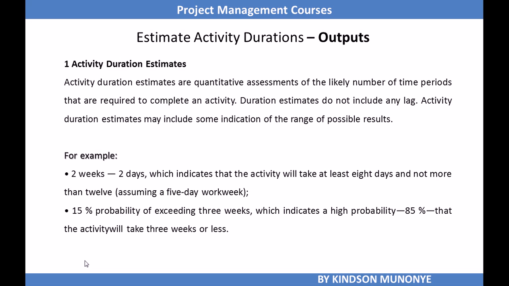Okay, so plus or minus 2 days is a range of possible results. So you have 2 weeks minus 2 days, ranging up to 2 weeks plus 2 days. So it can be something like 12 days to 16 days. So you have a range. That is what activity duration estimates are all about. They might also include a percentage probability of exceeding a certain duration. So we have, let's say, a 3 weeks duration with an 85% probability that it will take less than 3 weeks.